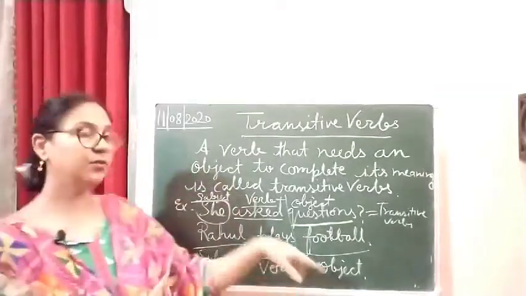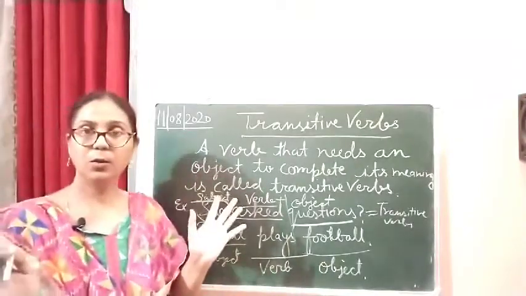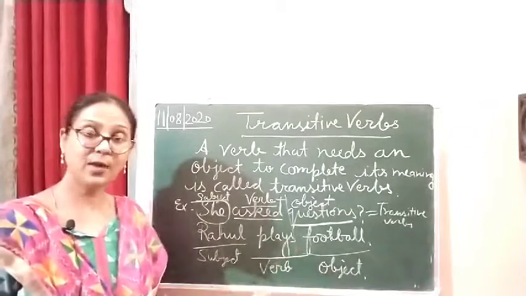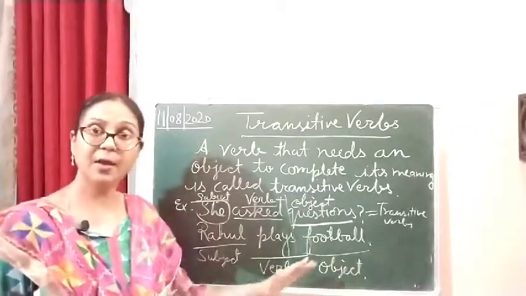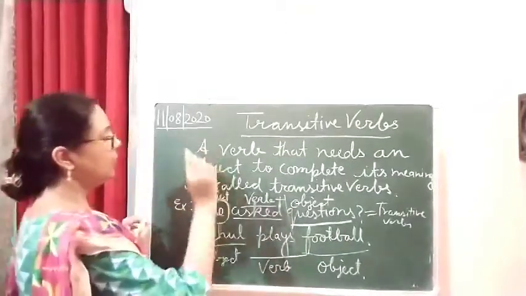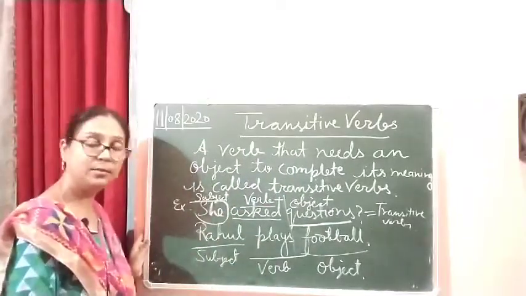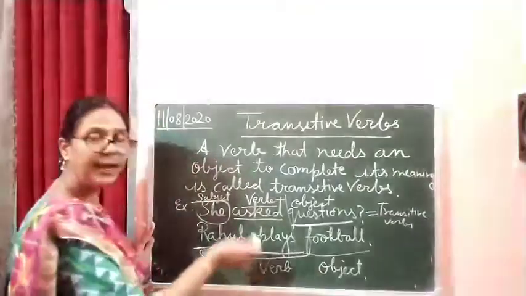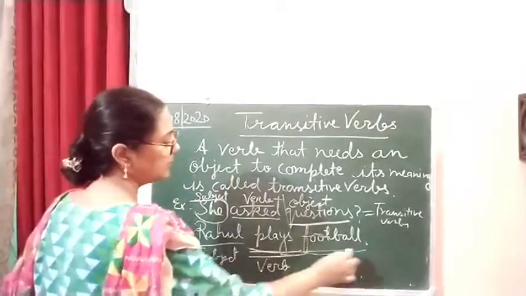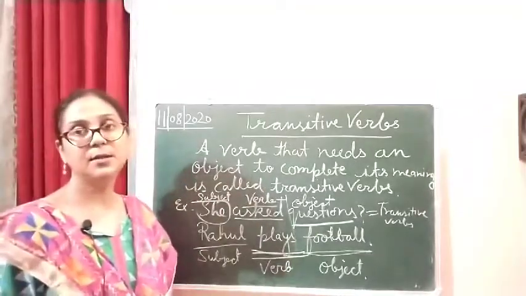Now here, Rahul plays football. Rahul plays what? He plays, you don't know. I also don't know if football is not written over here. So we are not able to understand. That is why Rahul plays football gives a complete sense. And always remember, a verb that needs an object to complete its meaning is called transitive verb. And here you can see, plays is a verb. And what does Rahul play? Football. So this is the best example of transitive verb.